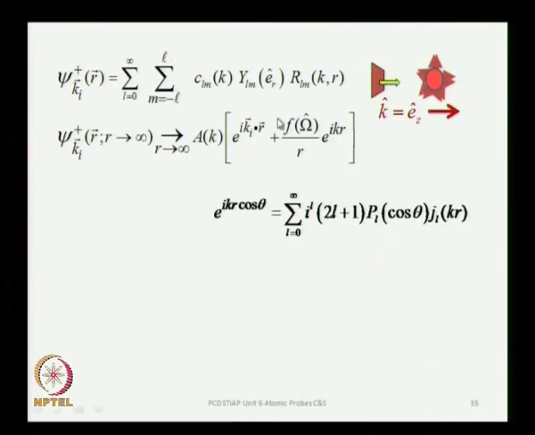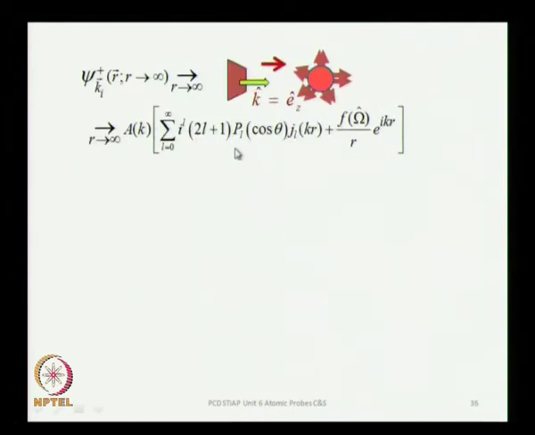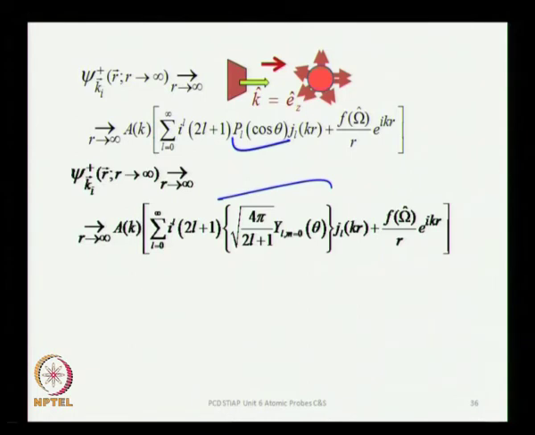Now in this phenomenological solution, you know what the plane wave is, it has got this expansion in the Legendre polynomials. So, you can insert this expansion over here. The second term is f of omega over r e to the i k r, which comes here. The plane wave has now been expanded in the basis of Legendre polynomials. I bring it to the top of this slide, and this Legendre polynomial P_L cosine theta can be written in terms of the spherical harmonic with m equal to 0.